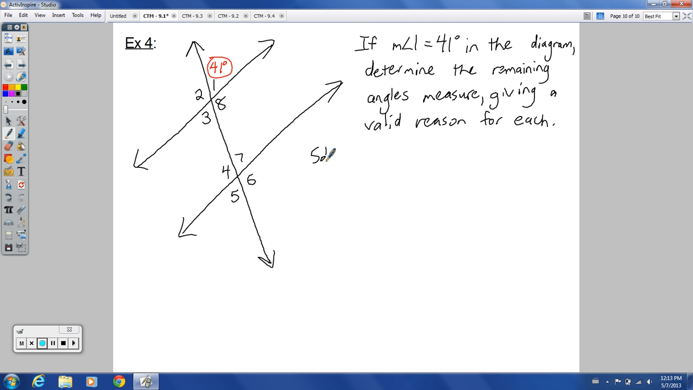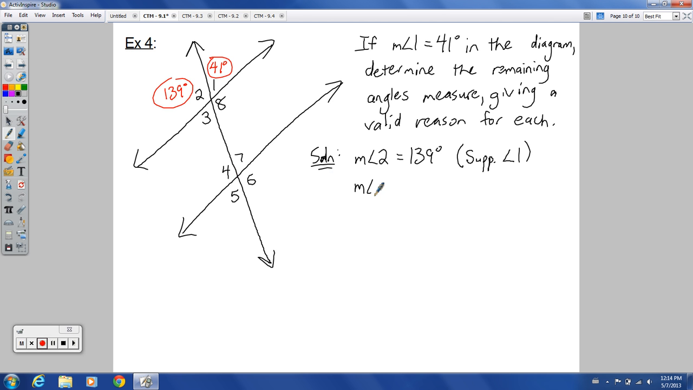So our solution, the measure of angle 2, you could say is 139 degrees, because that's 180 minus 41. So right here, this is 139 degrees, but what makes that true? Give me a valid reason. I'll put my valid reasons in parentheses here. It's a linear pair with angle 1. You could say that. I would also accept that it's supplementary with angle 1. So I'll put that shorthand like that. SUPP can stand for supplementary with angle 1.